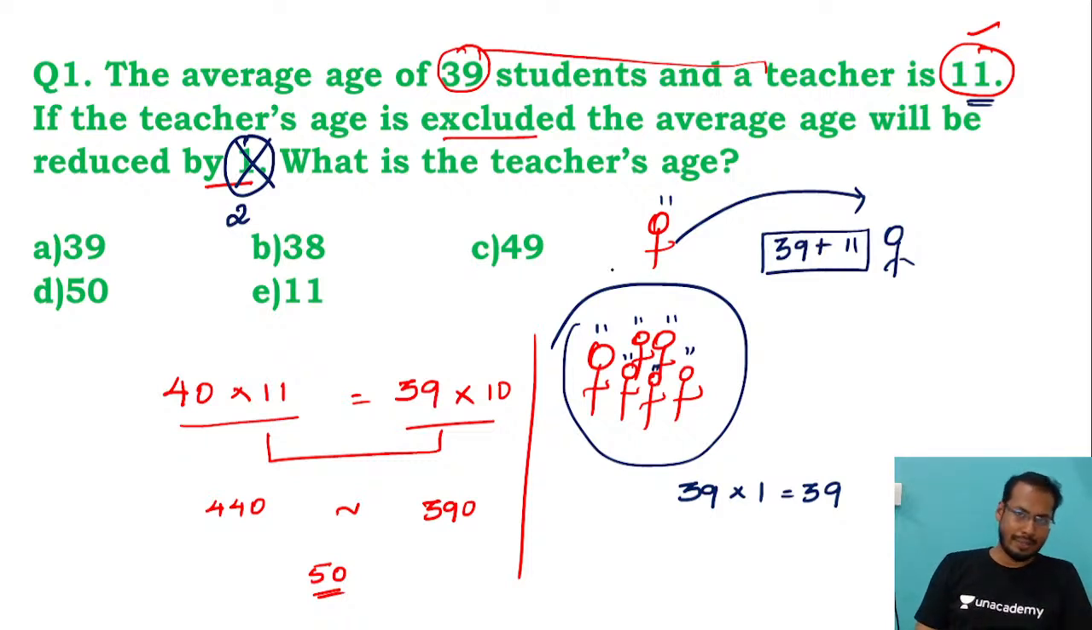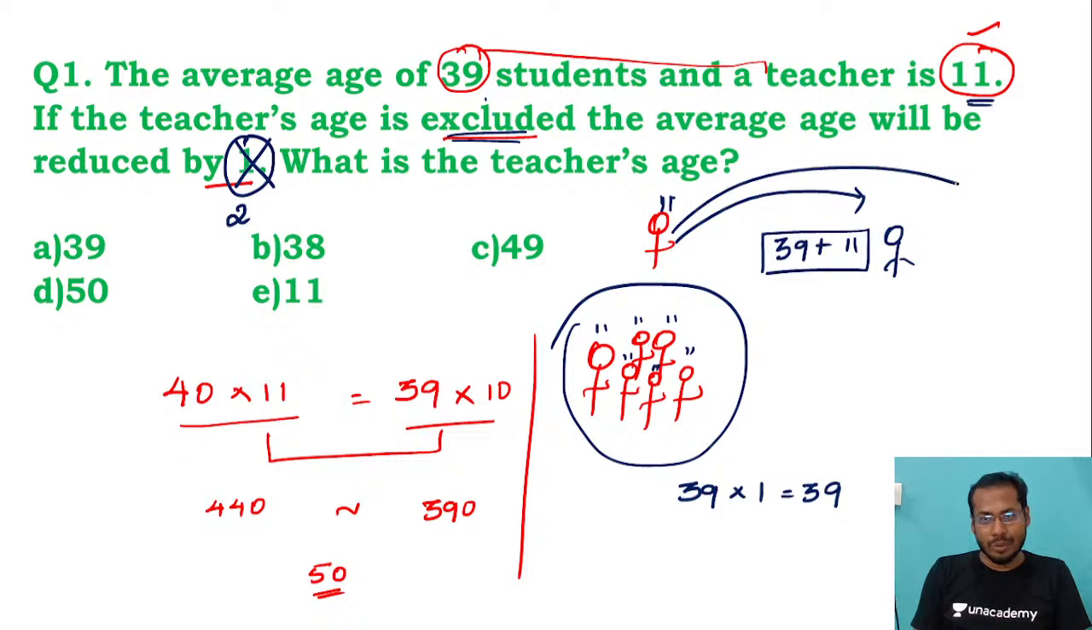Okay, let me explain. See, there are 39 students and a teacher. The average age is 11. That means each one's age is 11. Okay, the teacher's age is also 11 because for all the 40 members the average age is 11. If the teacher's age is excluded, that means one 11 went out. If the teacher went out, the average was reduced by 2. If the average was reduced by 2, everybody inside the class will be reduced by 2. How many persons are there? 39. All the 39 will be reduced by 2.